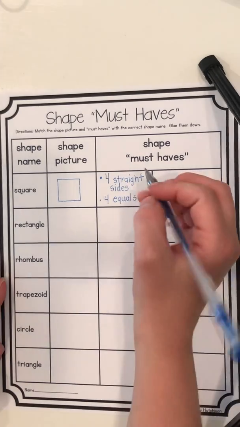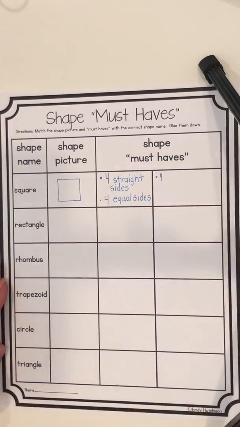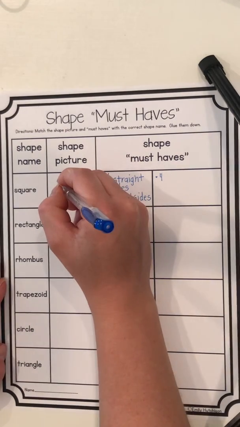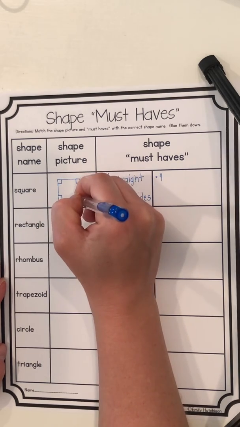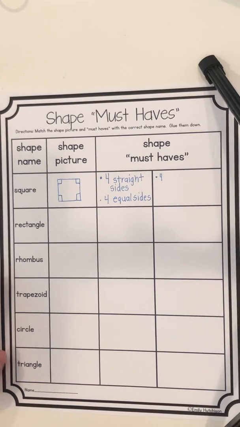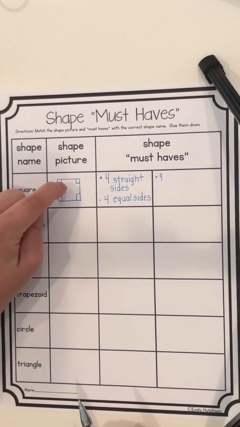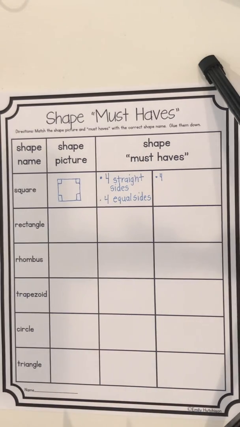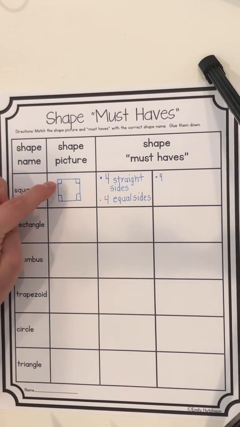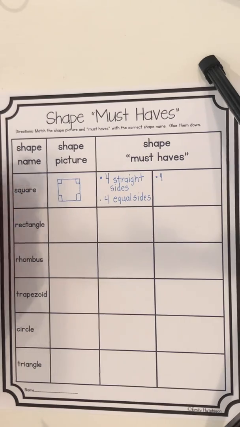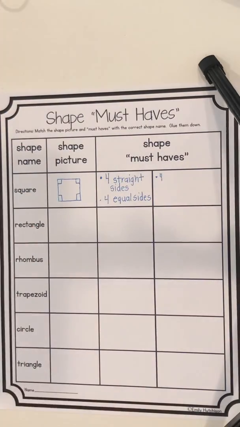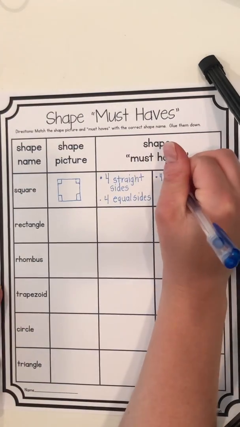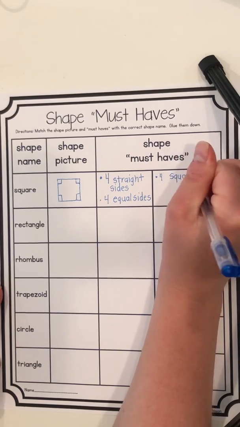Now let's talk about the corners. It has 4 corners, but they are a special type of corner. I want you to look right here. These are called square corners. And what that means is, if I took a square and put it in that corner, it would line up perfectly. Those corners are perfectly square. They're not slanted or angled at all. They aren't angled out to be bigger or angled in to be smaller. They're perfectly square. So a square has 4 square corners.